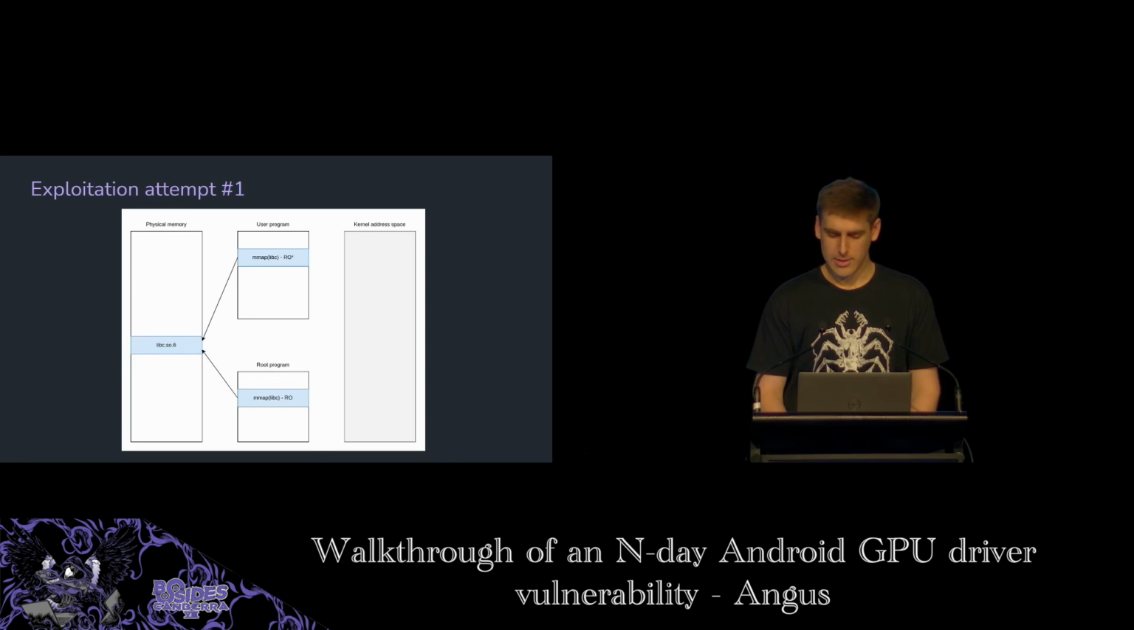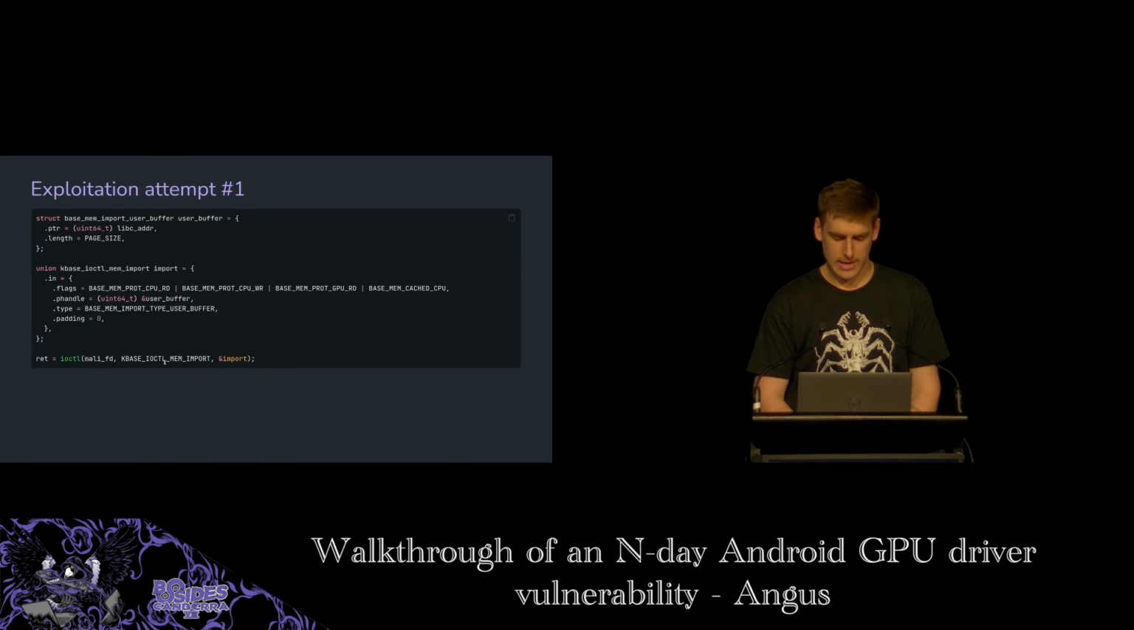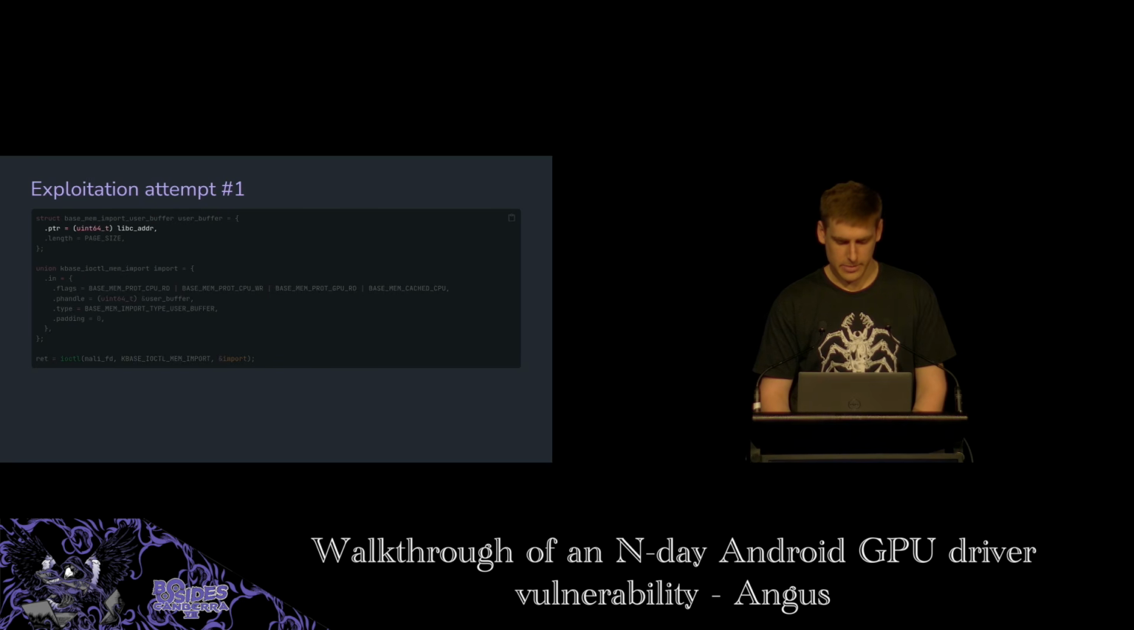Now we're going to go and call the kbase ioctl mem import function to import that memory into the GPU context. Noting that we're going to pass in the libc address that we'd like to import, and we're also going to set both CPU read and write flags, but only GPU read permissions.